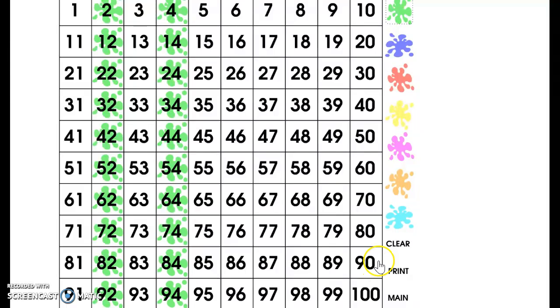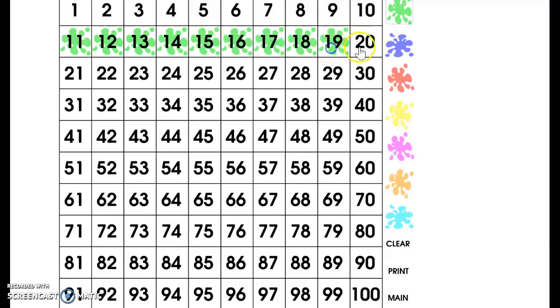4s. Okay. Similarly, let's go on the rows. If I choose the row, all the tens digits are the same.